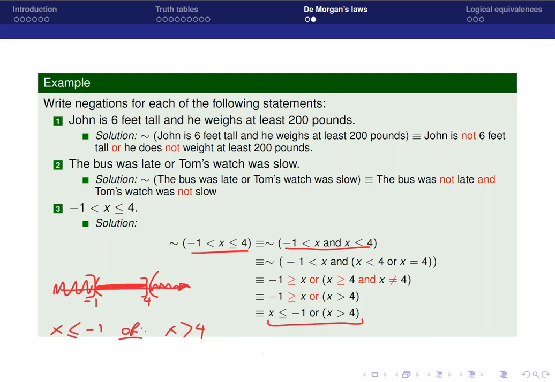So doing it logically using the symbols that we're learning in this chapter and using algebra results in the same expression at the very end. That's good. That means the logic is matching with our algebra.